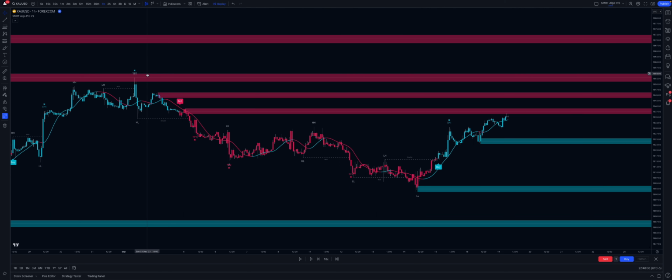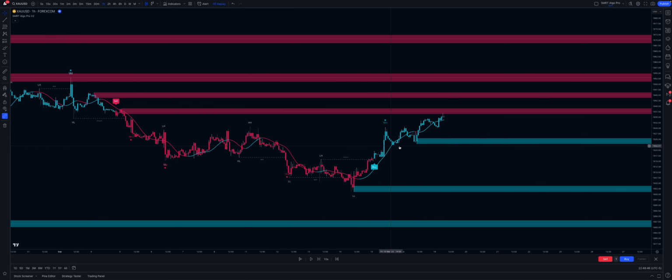So I'm going to go into a few examples on the chart here to show you guys how you guys can use the supply and demand indicator from Smart Algo Pro V2. So I have a current buy signal printed from this Pro indicator, but straight away you can see that price has hit an area of supply here, but we'll see if it mitigates it or it breaks it.